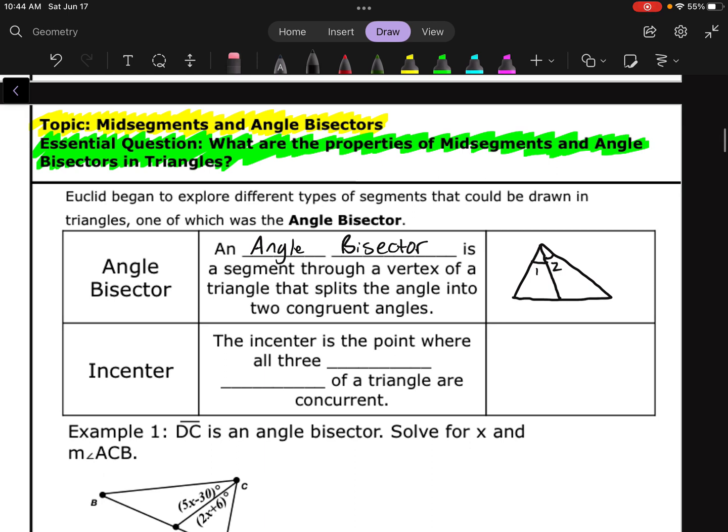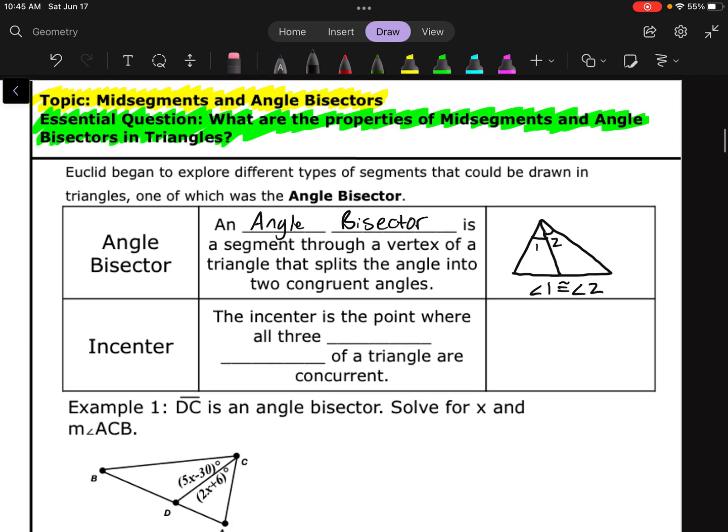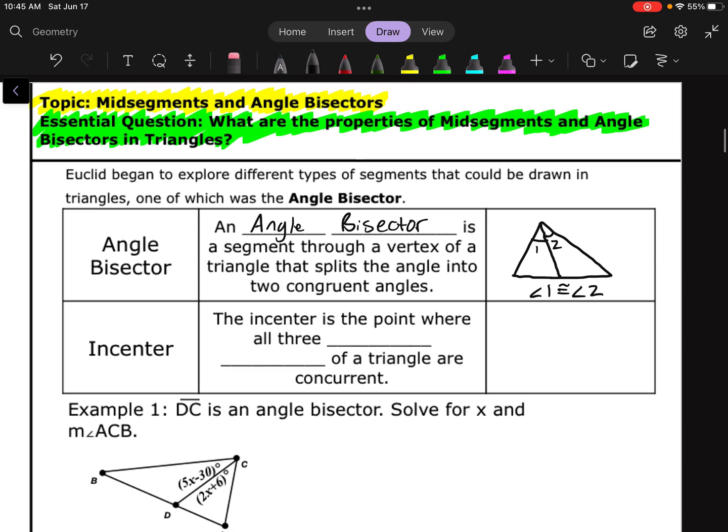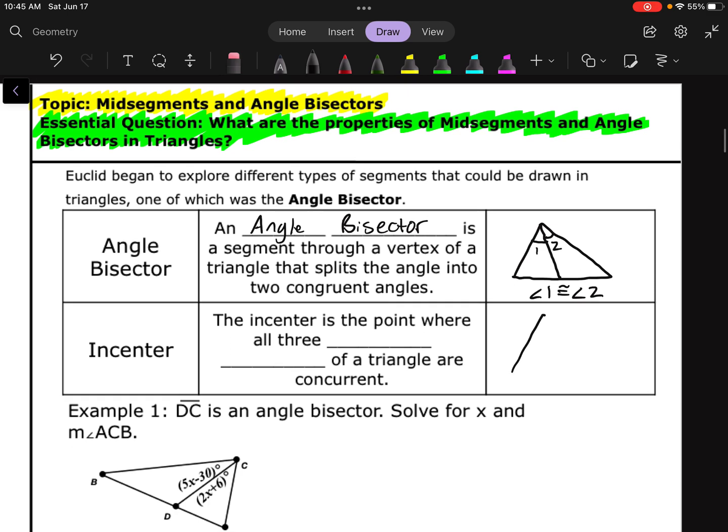Now I'm going to name those two angles angle 1 and angle 2. And that would mean that the measure of angle 1 is equal to the measure of angle 2, or that angle 1 is congruent to angle 2. Now, since there's three different vertices on a triangle, there's really three different angle bisectors that we could draw. And strangely enough, all three angle bisectors intersect at one point. And that point is called the incenter.